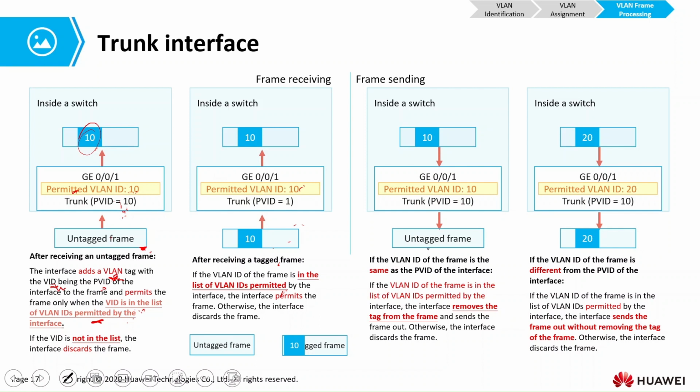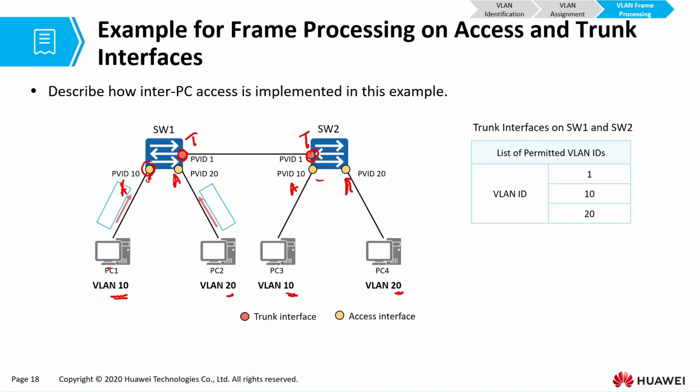Okay, so now we see the scenario. For example, let's say PC1 sends a frame. Of course, it is untagged, because it is an end device. So what happens when switch 1 receives it on this port? It will add the PVID 10 to this frame. The same thing happens when PC2 sends an untagged frame, but here it will add 20.